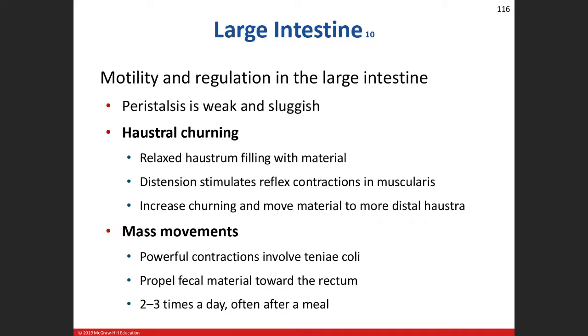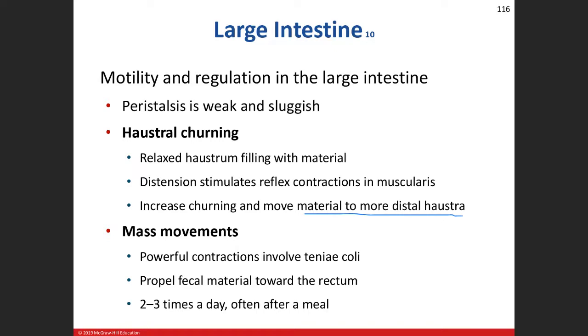So we're going to continually try to mix this up and expose as much of it to the intestinal wall as possible to maximize absorption, to get that stuff through. So this haustral churning is going to cause, think of it more like a local reflex, in which we're just going to move that digested material, the chyme, from one haustra to the next one over. That's all we're doing. So we're going to move that material to the more distal haustra. All right, so that's kind of local.